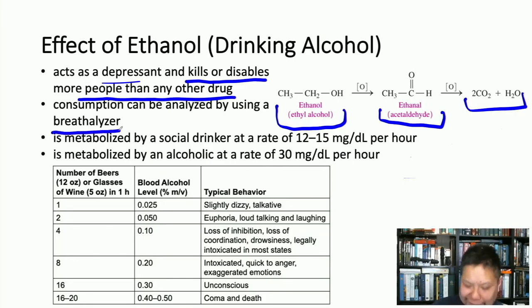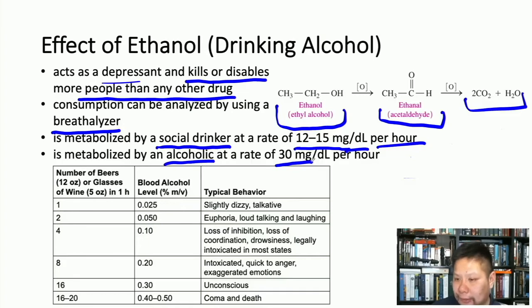You've got to use a breathalyzer to see what someone's blood alcohol level is, right? But just for context, ethanol is metabolized in a social drinker by those dehydrogenases I was speaking of, alcohol dehydrogenase to be exact, at a rate of 12 to 15 milligrams per deciliter per hour, right? For a social drinker. An alcoholic, though, can actually metabolize it at double the rate, 30 milligrams per deciliter per hour. And that's the reason why an alcoholic can drink more alcohol and not be as affected.